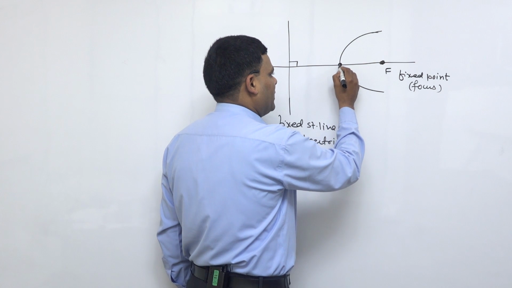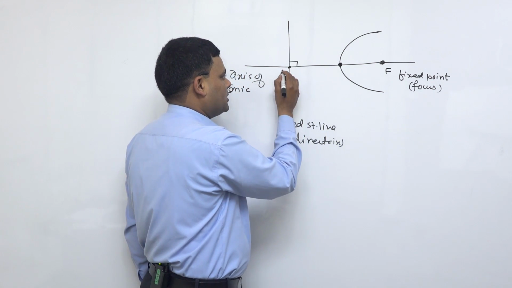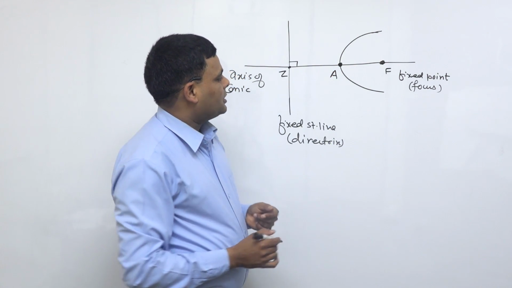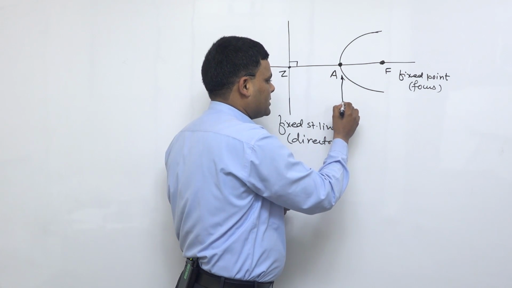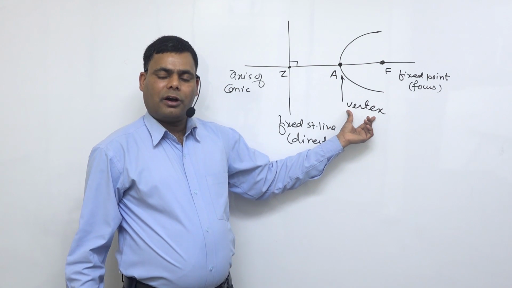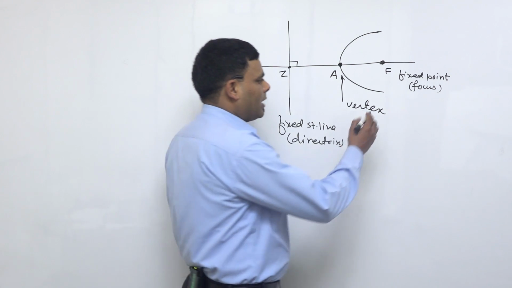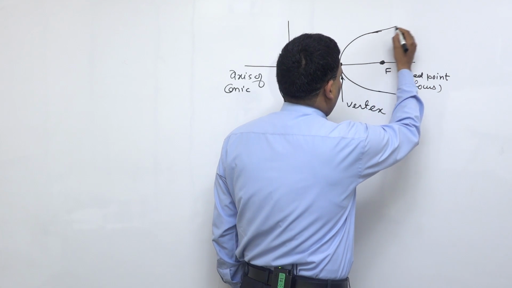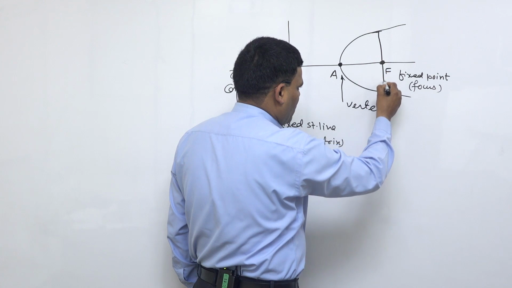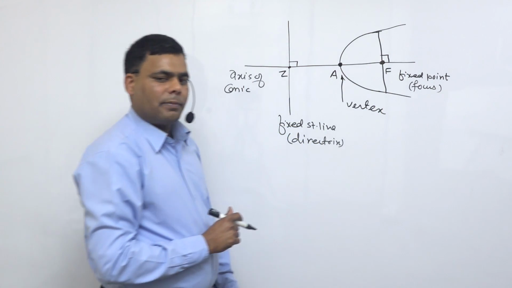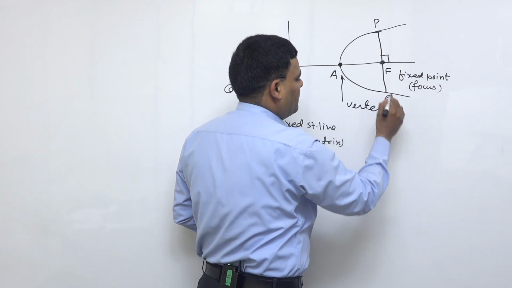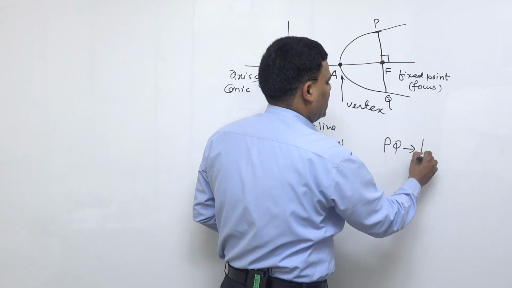And here is another point. Suppose the point of intersection of the directrix and the axis is Z, and this point is A. A is the point of intersection of the curve and the axis, and this point A is called the vertex. Vertex is the point of intersection of the curve and the axis. Now there are other definitions, like a chord which passes through the focus and is perpendicular to the axis of the parabola, ellipse or hyperbola. Suppose PQ, this chord PQ is called the latus rectum.